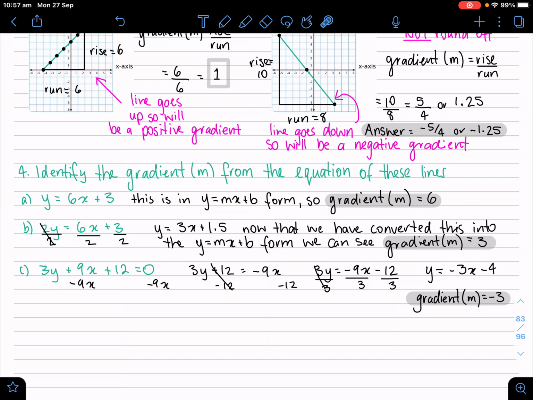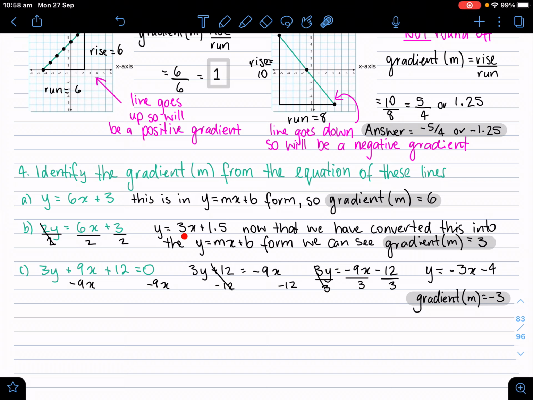Let's have a look at example 2. So 4b says 2y equals 6x plus 3. This is not in the form of y equals mx plus b. This is 2y. So how do I get y by itself here? 2 times y. The opposite of 2 times y is divided by 2. And whatever I do on one side, I have to do everything on the other side. So now this becomes y equals 6 divided by 2, which is 3x, plus 3 divided by 2, which is 1.5. So now I have that in y equals mx plus b form.